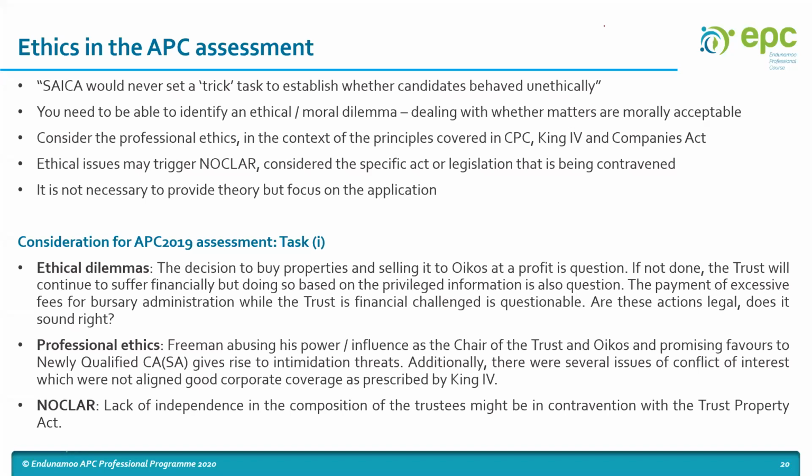Okay, so when we look at an ethical dilemma in task I, for instance, I will demonstrate to you why task I was such an important task, but people were actually dealing with the ethics at a high level. If you remember, in the 2019 assessment, there was a decision that the trust needed to make. They wanted to buy properties and sell them at a profit. They are in business because they were trying to close the gap of the losses that they've been making. What was the issue with that?